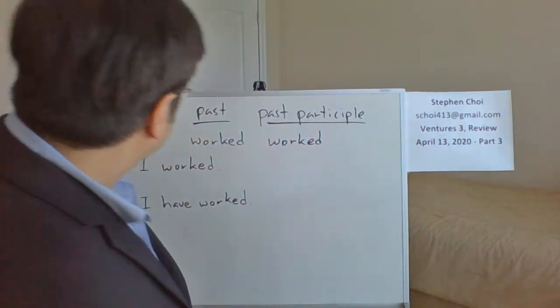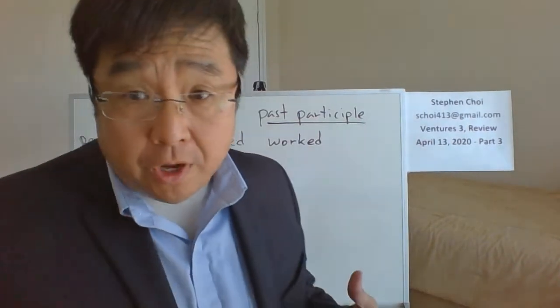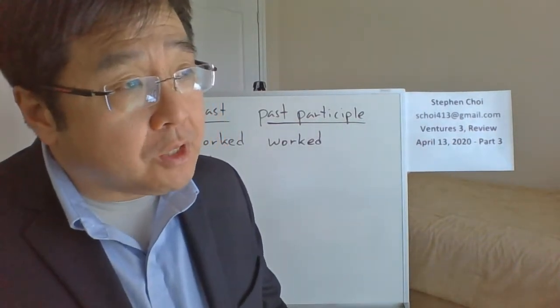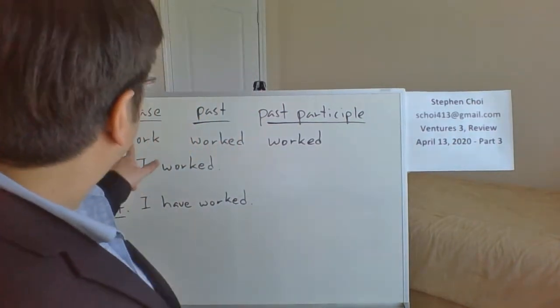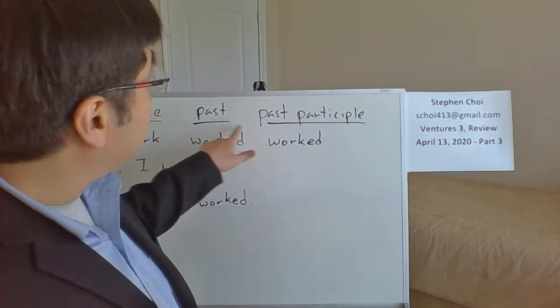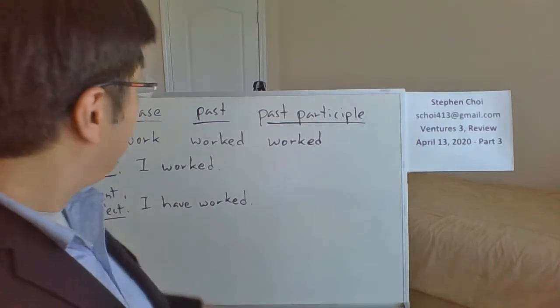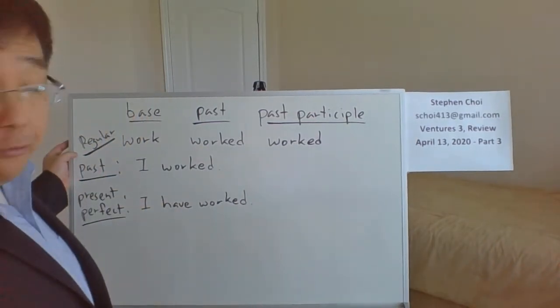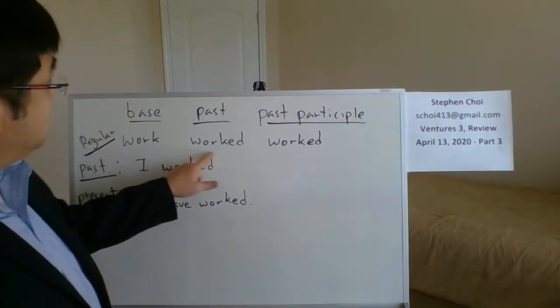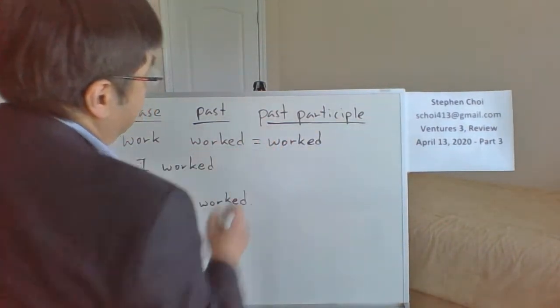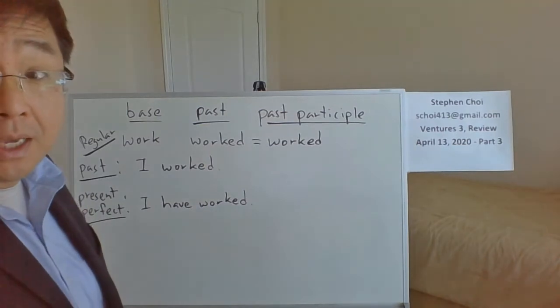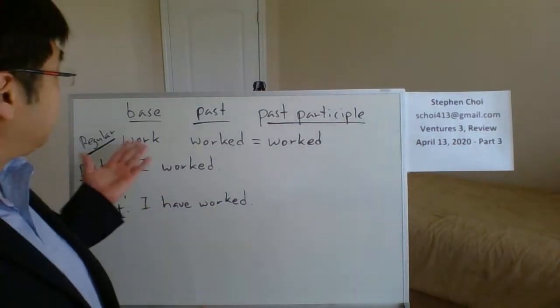So we talked about the regular and irregular verbs. And we talked about base forms, past tense, and past participle forms, okay? Now, in the regular verbs, the past form and the past participle are exactly the same, okay? So that's another easy thing about regular verbs.